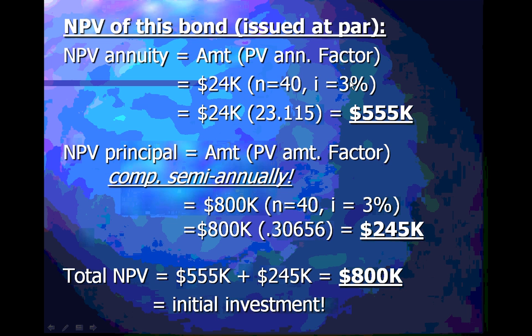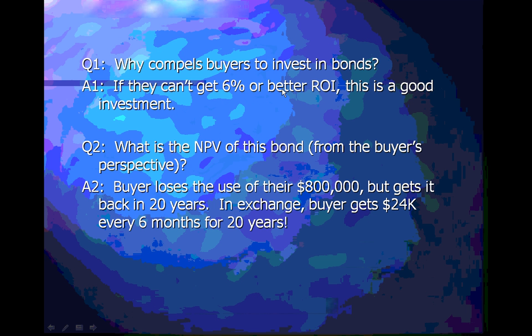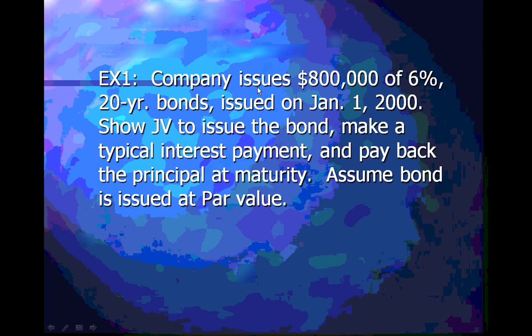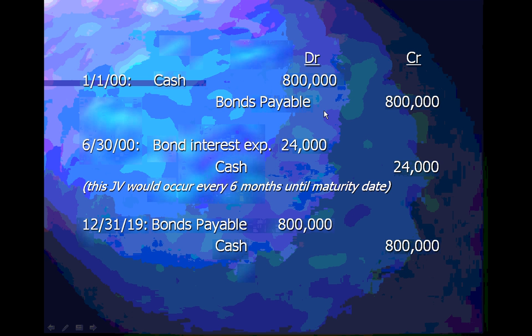Now wait, wasn't it 6%? Wasn't it 20 years? Yes, but remember, bond interest is paid every 6 months. So you've got to cut the interest rate in half because it's for half a year. And you also have to make sure that it's not 20 periods. It's actually going to be 40 half-year periods, or 40 periods of 6 months each.